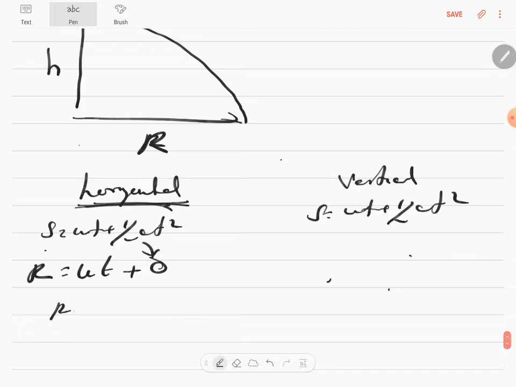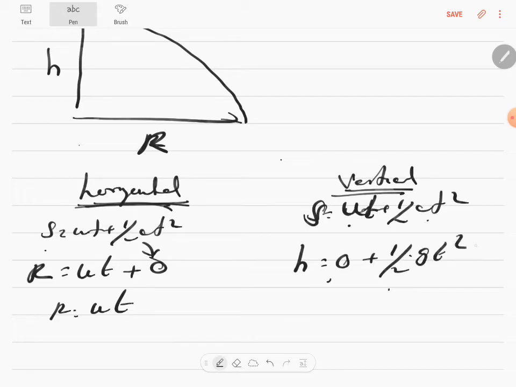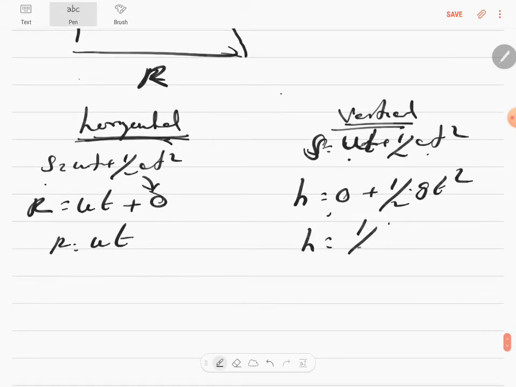Thus r is equal to ut. Let's come here. Instead of s, it's vertical, so you write h. There is no vertical component of initial velocity, so 0. But there is gravity, which is half g t square. So therefore you get h is equal to half g t square.